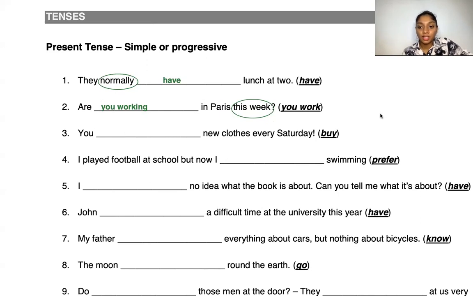Number 3. Quickly okay, some people are putting answers in the Zoom chat. What about number 3? You buy new clothes every Saturday. You are buying new clothes every Saturday. Every Saturday.